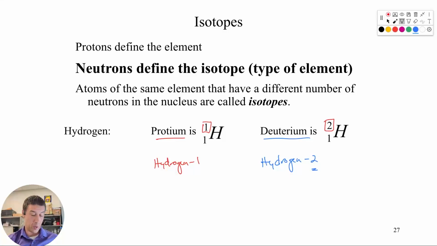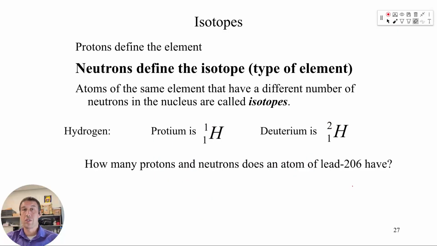So the number written after the name of the element, so name dash number, that number corresponds to the mass number, which was our protons plus our neutrons. So when we're talking about hydrogen, there's two common isotopes. We get protium and we get deuterium. We would specify or see that information in our nuclear notation, and we could also see it in the name when written out. How many protons and neutrons does an atom of lead-206 have?